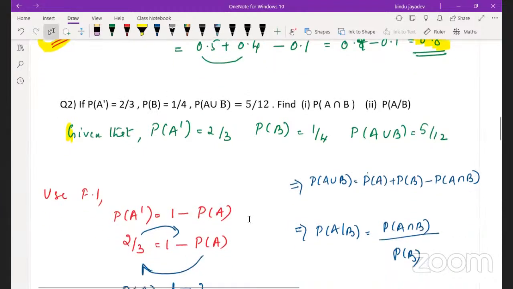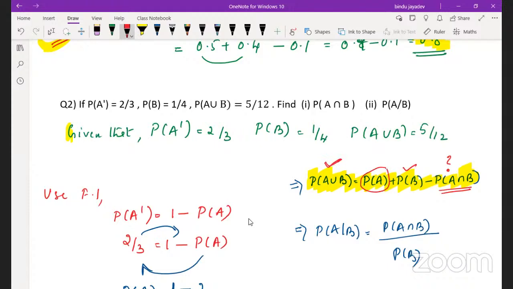Now see what you want to find, which I'm going to write first. Probability of A intersection B you want to find. Therefore this formula can be used, right? The second formula for us. Here the question mark is probability of A intersection B. You are going to find this value. Now check whether all these values are given. Probability of B is given, correct? Probability of A union B is given. But what is missing? Probability of A is missing.